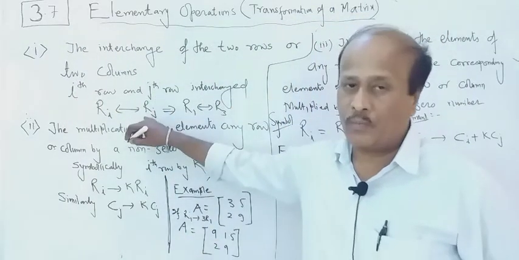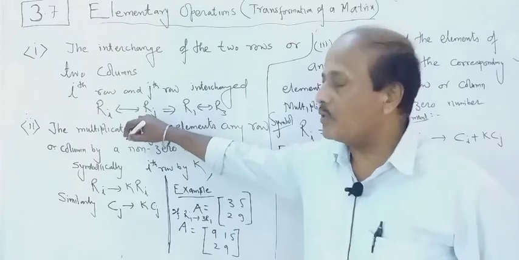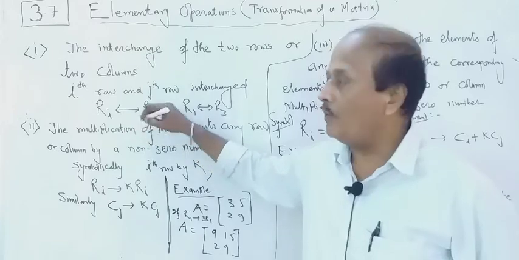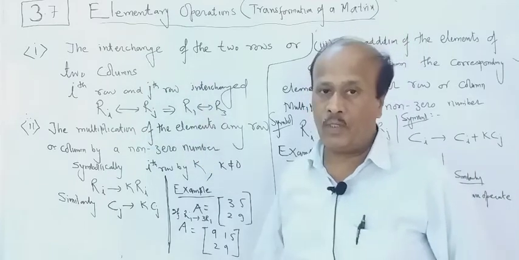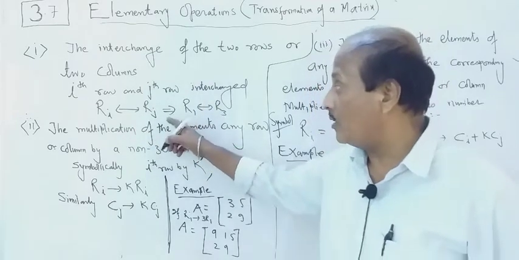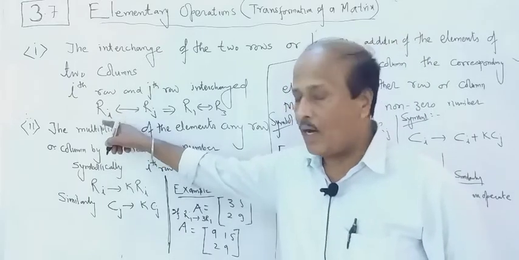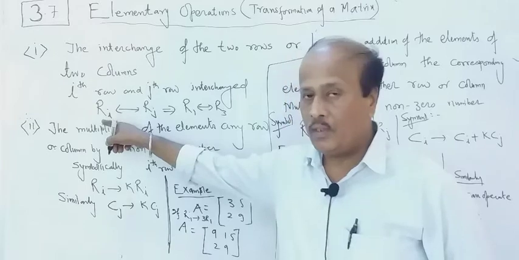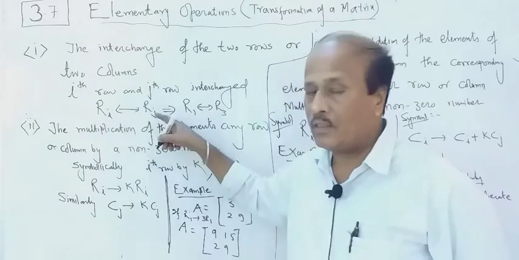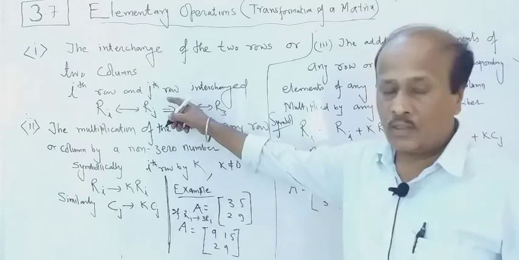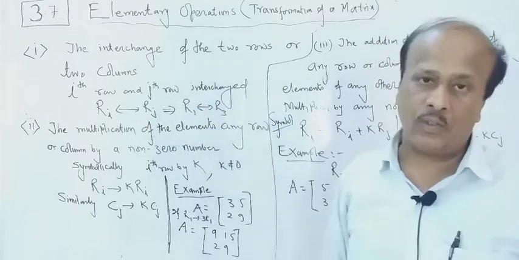Suppose during the solution of a question, you require the first row in the place of the third row or vice versa, you can do it with the help of operation number 1. But side by side you will have to use this letter. Again, how to read out this letter? The ith row can be interchanged with the jth row. Similarly, we can interchange the columns also. It's not given on the board, but it is there in your textbook.